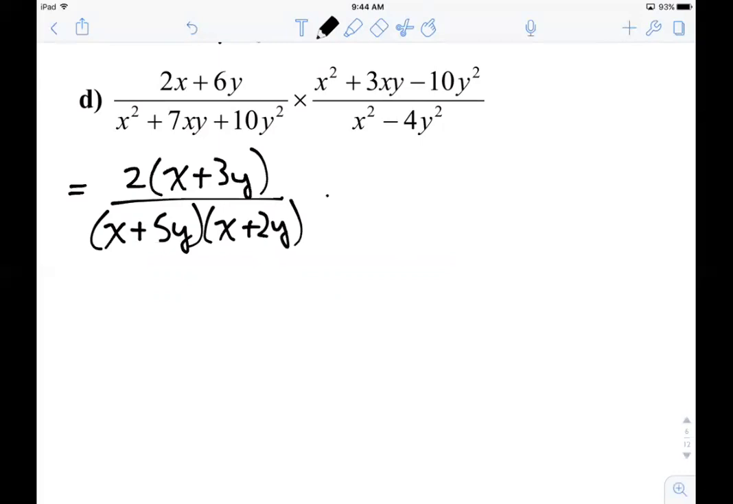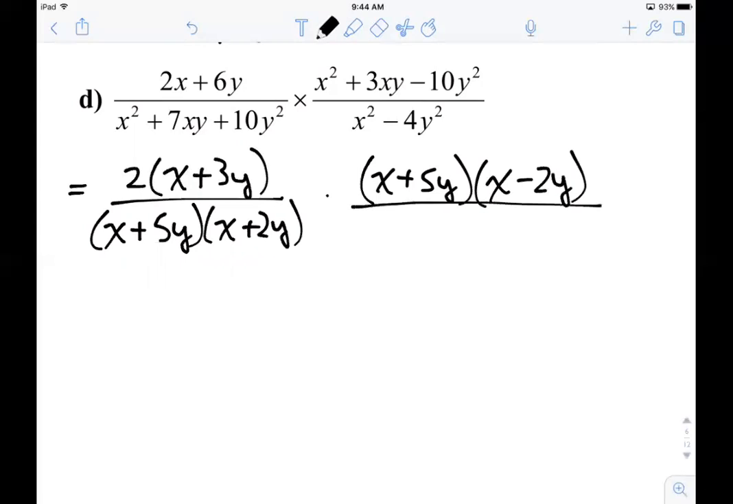And then this is going to be multiplied by, well, again, a similar type of trinomial factoring on top, but this one would be x plus 5y and x minus 2y. So similar, except it's x minus 2y in that case. And on the bottom, that's actually a difference of squares. So x minus 2y and x plus 2y would be how that would factor.